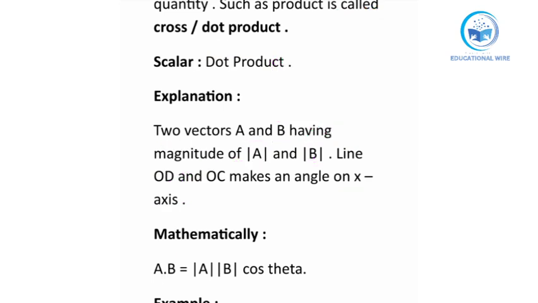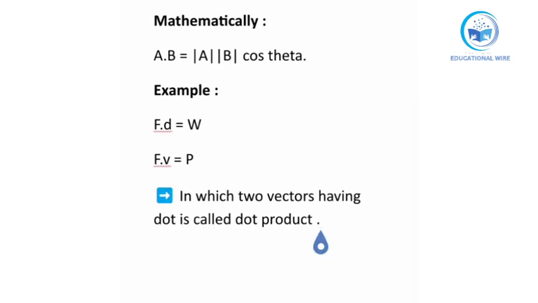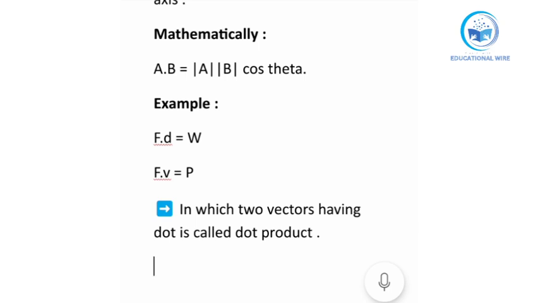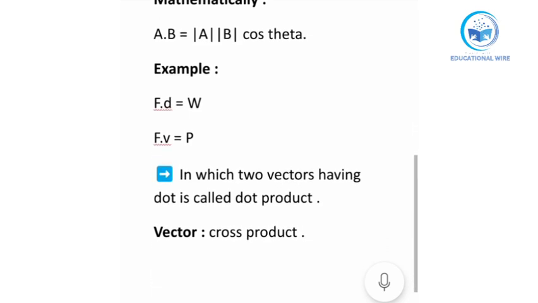Let's move further to vector. Vector product is also called cross product, as I told you how we should know it's a cross product. It's also similar to the upper one. Let's take an explanation first.